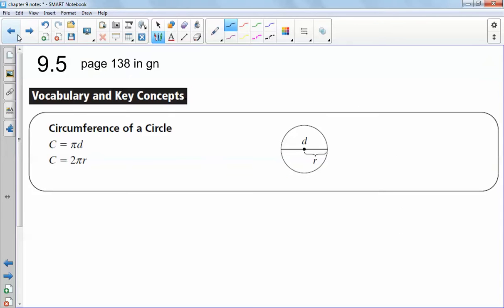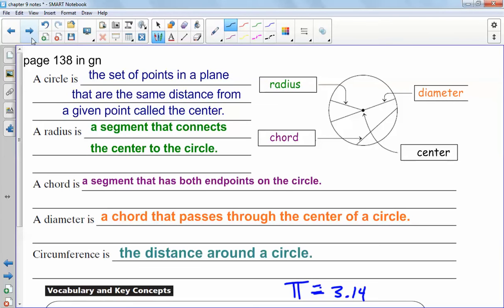Hi guys, this video is to help us in section 9.5 of our book, and that's going to be on page 138 in your notes. So if you do not have that out and you need to pause your video, please be sure that you pause right now and get that out so you can take notes along with me.